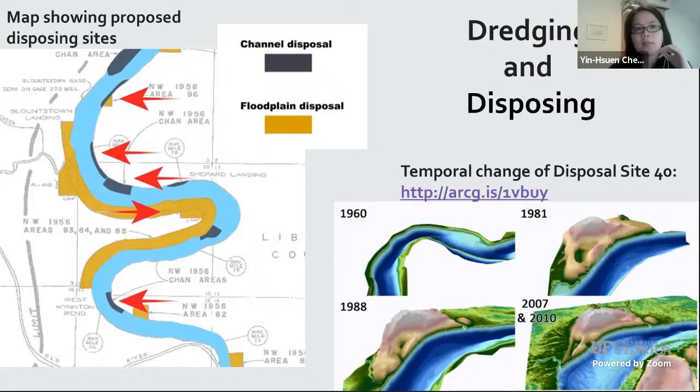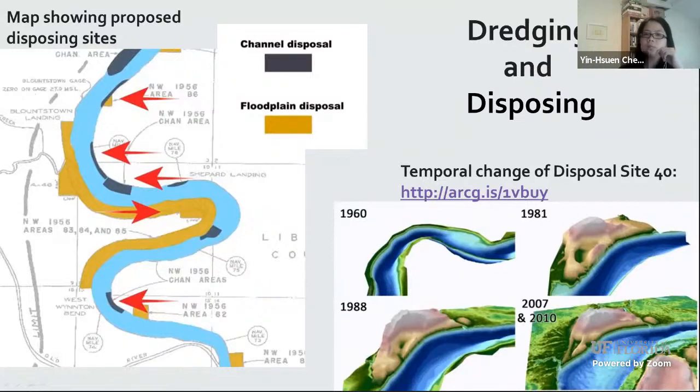So they come up with the idea, say, hey, let's keep the sediments in the floodplain. So here is a map on the left-hand side. You can see I already modified it. I kind of colored it. So you can see here, so many disposal sites are basically on the margin of the channel or actually under the water. And there are several disposal sites on the floodplains.